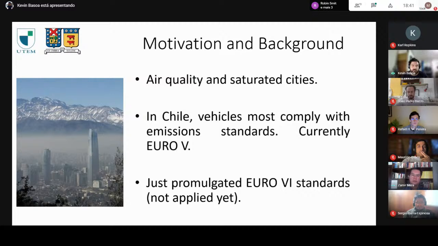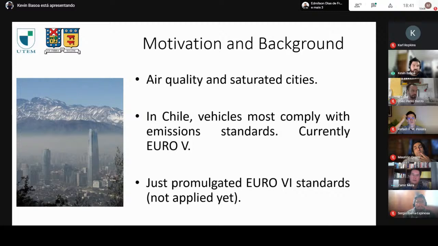So it's important to the cities that this measurement is made. Also in Chile, we have strong regulations because vehicles have to comply with the Euro 5 regulation, and just about a month ago, I think we just promulgated the Euro 6 standards. Not yet applied, but it is promulgated.